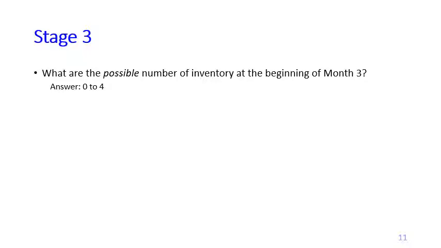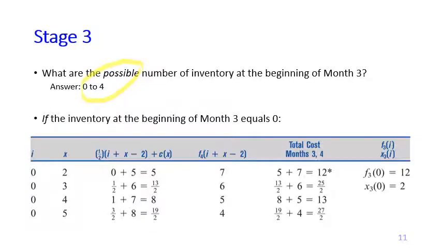So because all of these numbers are possible, we start by saying that if the inventory at the beginning of month 3 equals 0. Next, we are going to say if we have 1 inventory, if we have 2, if we have 3, and then if we have 4. But now let's start with if we have 0 inventory.